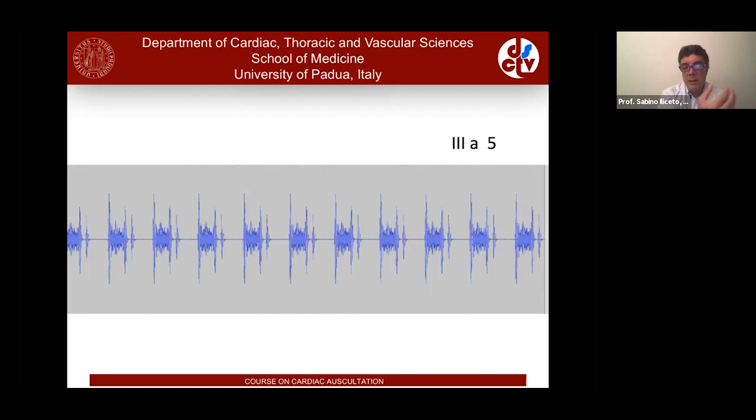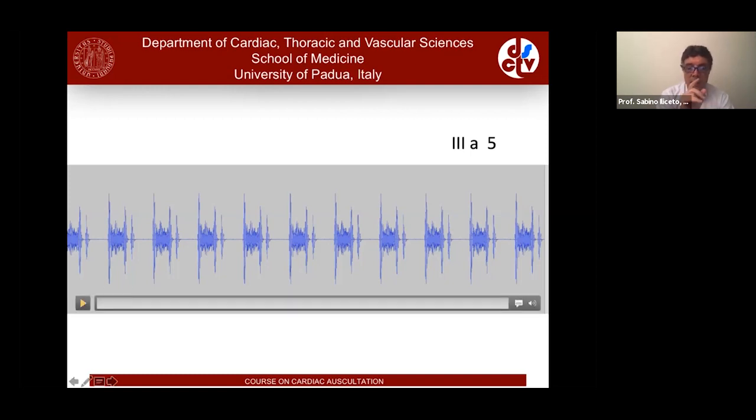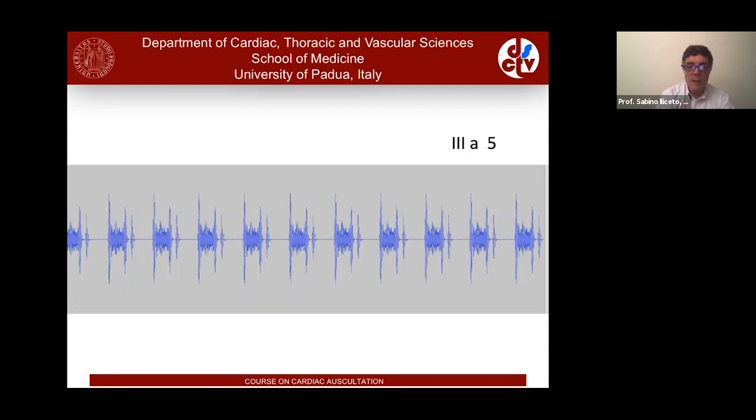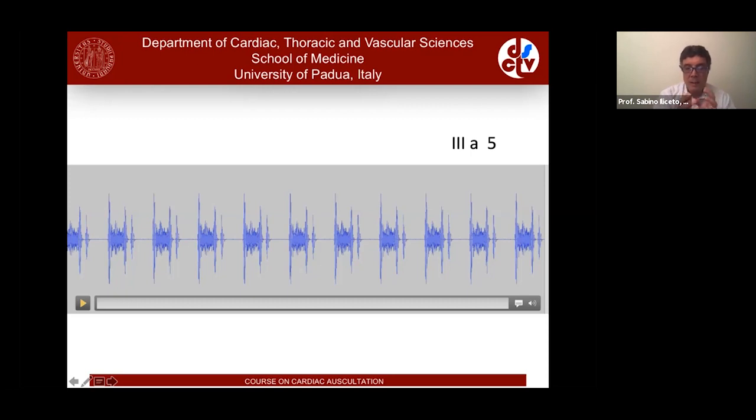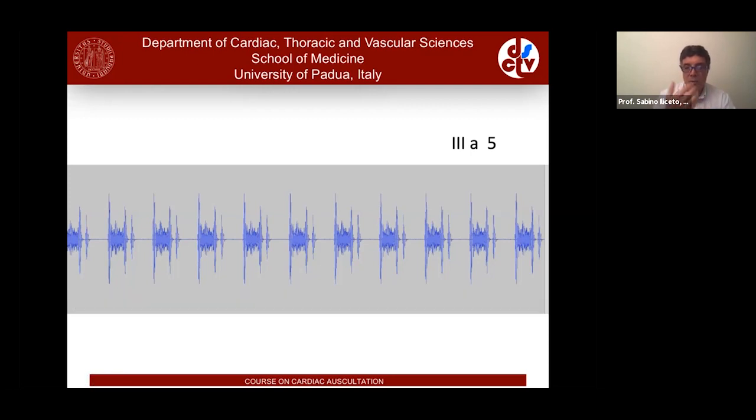The third sound is a low intensity, low frequency sound. It's not like ta, it's like bum. It's a low frequency sound. So please, let's do it again watching, and then we should do the same thing without having access to the phonocardiogram. See what's happening and try to synchronize what you see with what you hear.